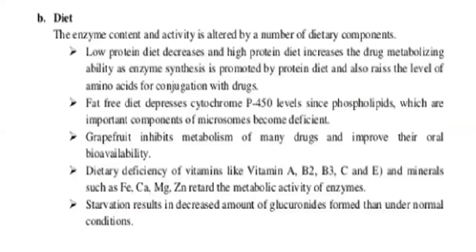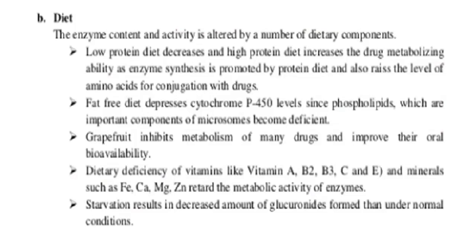Next is diet. The enzyme content and activity of the enzyme is altered by a number of dietary compounds. If you take a low protein diet, it will decrease, whereas a high protein diet will increase the enzyme synthesis, and it will also raise the level of amino acids. Amino acid conjugation is one of the pathways for drug metabolism. If you take a fat-free diet, it will depress the cytochrome P450 level, since phospholipids, which are important components of microsomes, will become deficient.